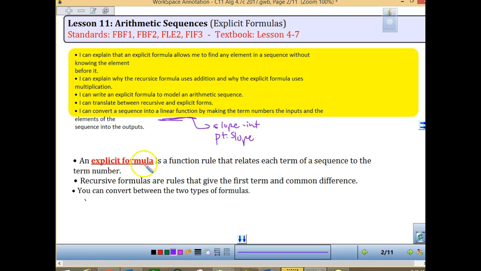Okay? So an explicit formula is simply a function rule that relates each term in the sequence to a term number. Recursive is the one that always relates it to the first term and a common difference. And our goal today is we're going to look at these two forms, and you should be able to see how nice it is to convert between the two once we start going.